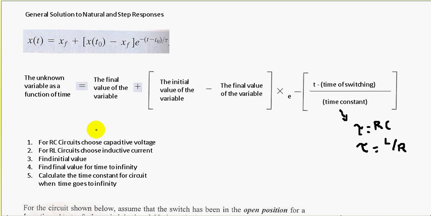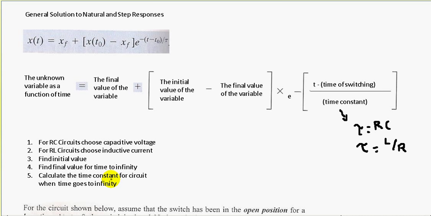Well, here I have a little tip. For RC circuits, choose the voltage as your unknown variable. So for RC circuits, you're determining the final voltage and the initial voltage, and also your tau. Okay, for RL, you want to find the current, the final current, and you will find the initial current and tau, L over R. Okay, that'll be steps 3, 4, and 5.